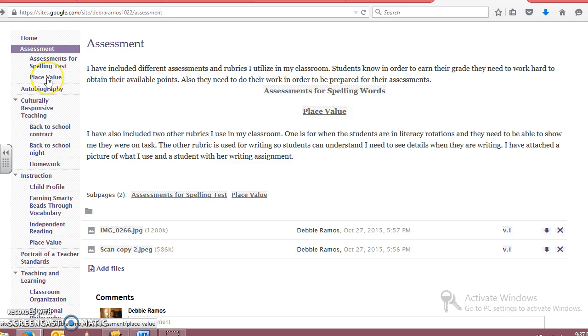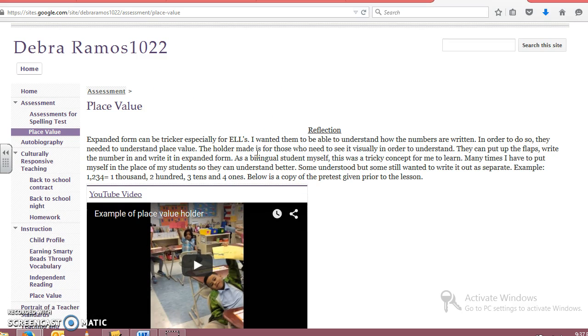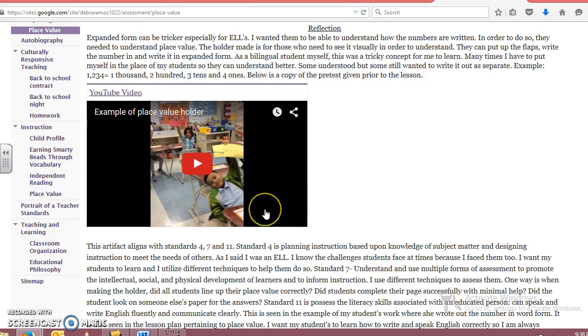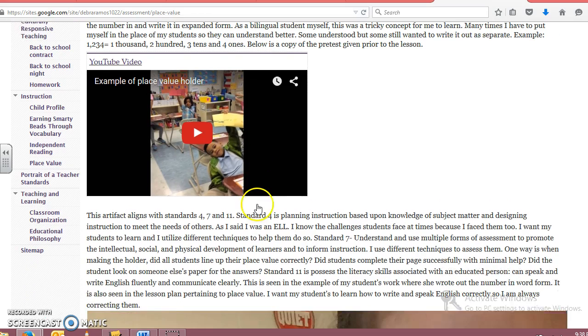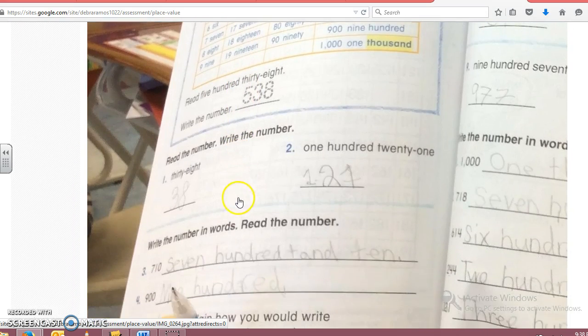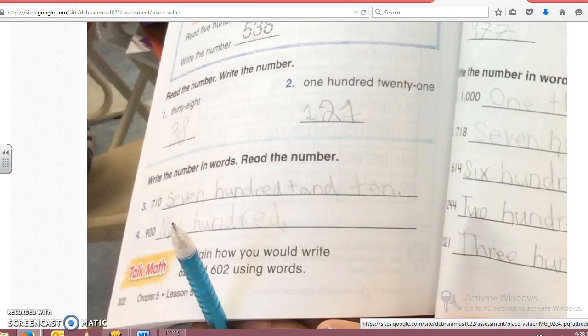Another thing that I have under assessments, because we like to use a lot of manipulatives, is when we were learning about place value in math. The students actually made a place value holder to help them understand how they can better read the numbers from ones, tens, hundreds, thousands. And down here you can see how a student was able to utilize not only her place value holder but also her book to write out numbers.